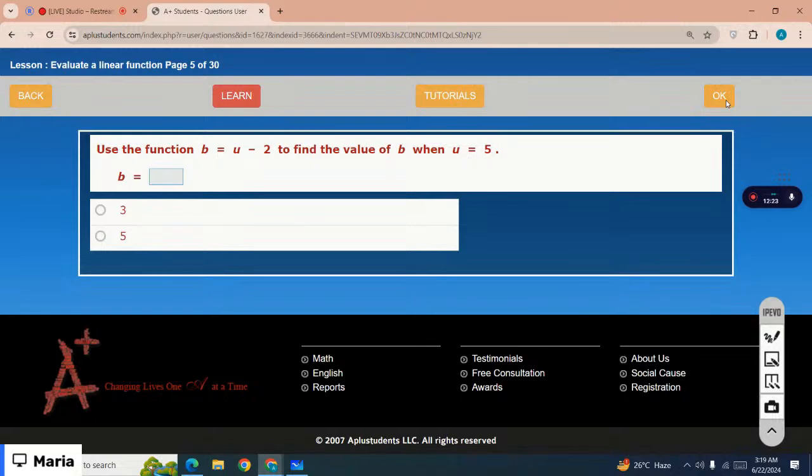Use the function b equals u minus 2 to find the value of b when u equals 5. So what is the value of b, which is the correct option? Yes, 5 minus 2 is 3. Option number 1 is the correct option. So b equals 3.